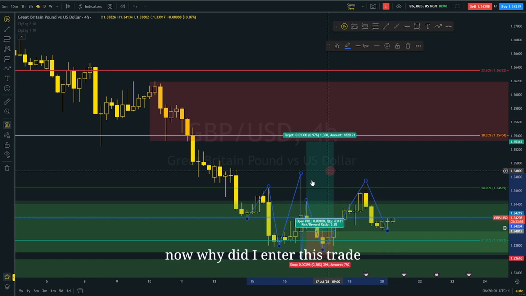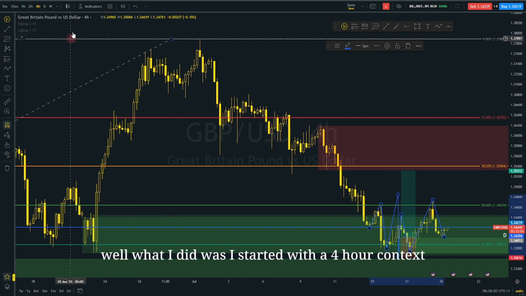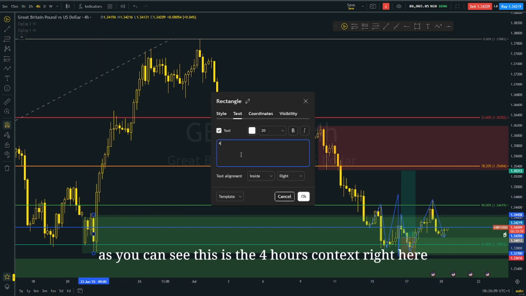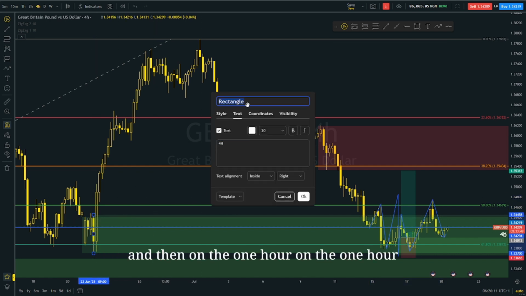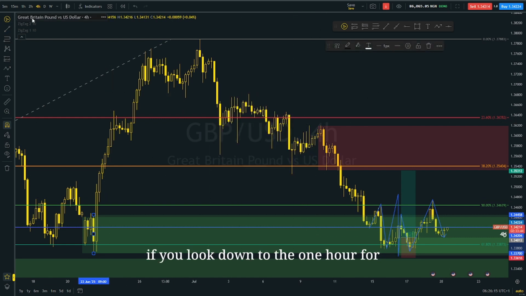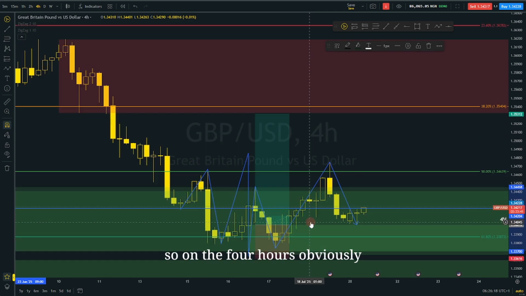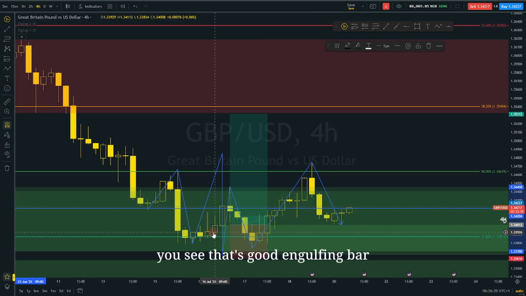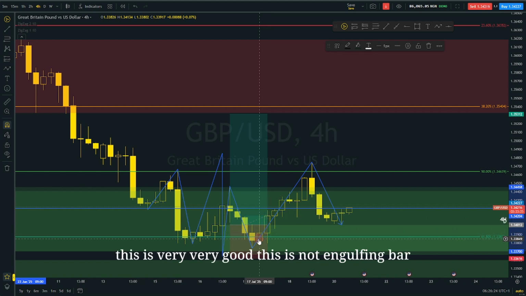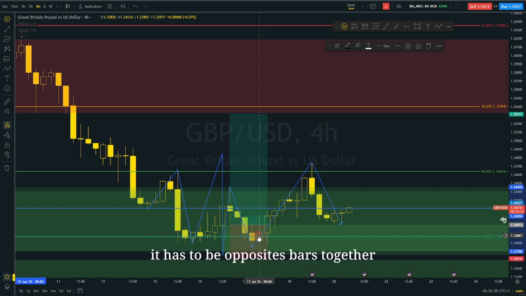Now, why did I enter this trade? I started with the 4-hour context. As you can see, this is the 4-hour context right here. And on the 4 hours, obviously, you see the engulfing bar. You see that good engulfing bar. You see another one right here. This is very good. This one is not an engulfing bar. It has to be opposite bars together.